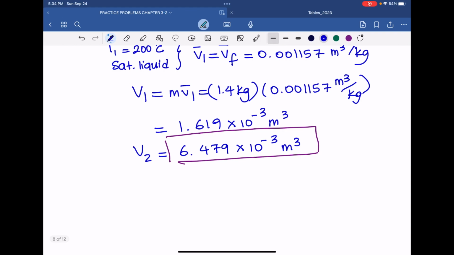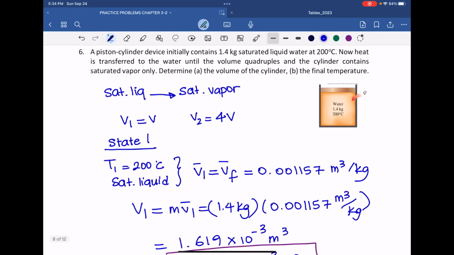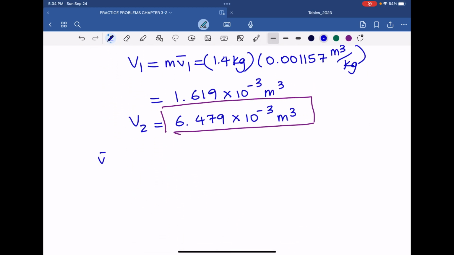So the final temperature can be found from the tables, but to be able to look at the tables and read the right values, we need an intensive property at the second state, and we can calculate the specific volume. In addition to that, we know that it's a saturated vapor, so these two should be enough. Okay, so specific volume at the second state is the volume at the second state over the mass. So 6.479.